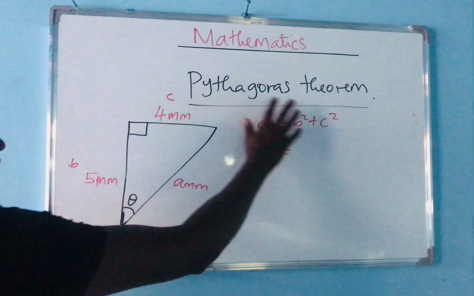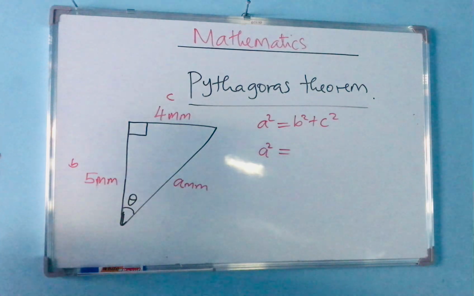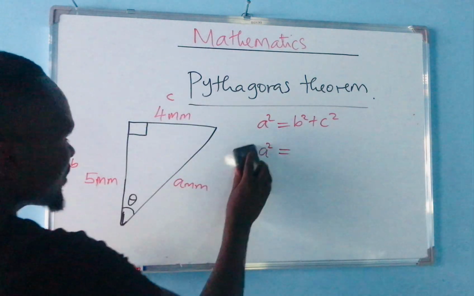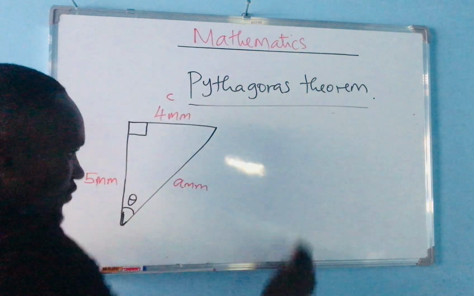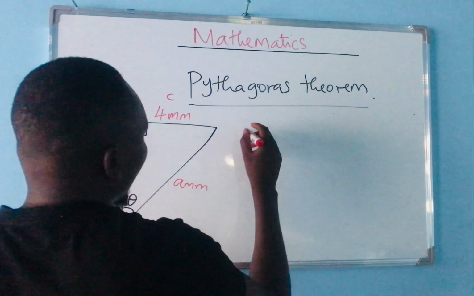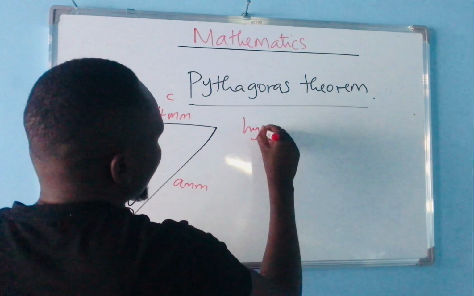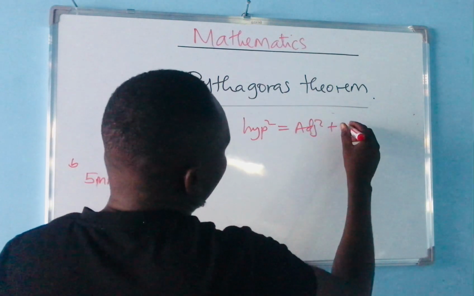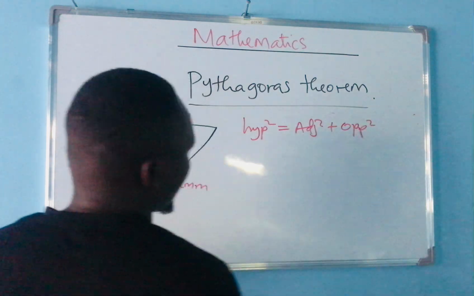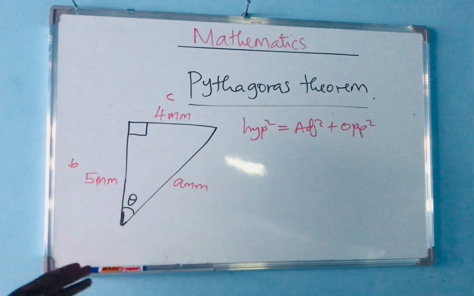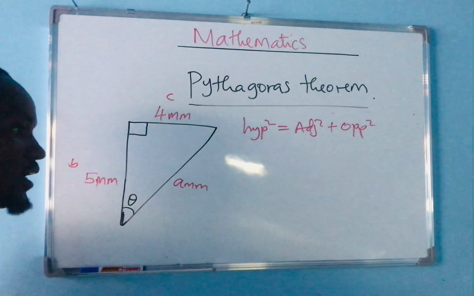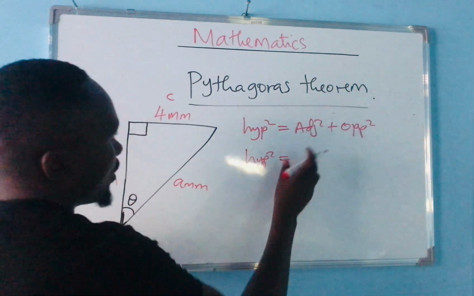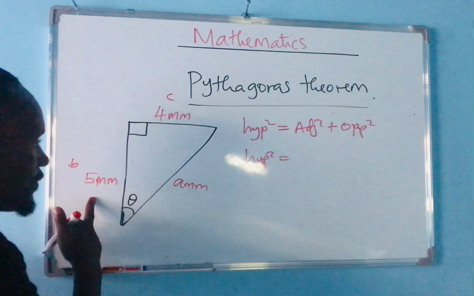If you want, instead of writing in terms of letters, you can write them in terms of their names. By this I mean, to avoid the confusion, you can just say hypotenuse squared equals adjacent squared plus opposite squared. So you can use that, or you can use the one in terms of A, B and C. If we have this, we'll continue with hypotenuse squared equals, what is the adjacent? The adjacent is 5 millimeters.